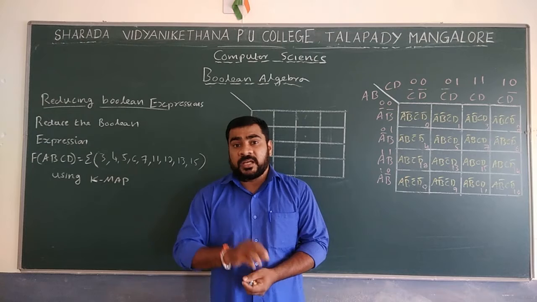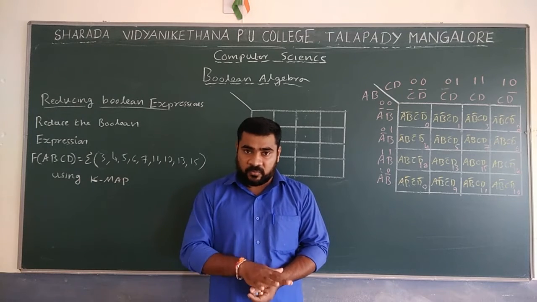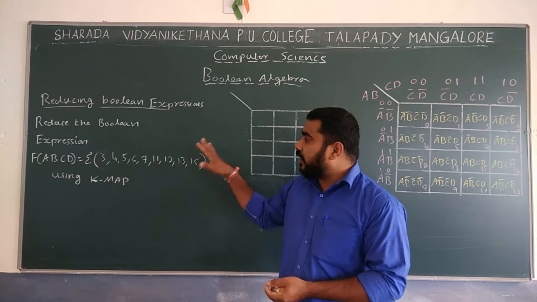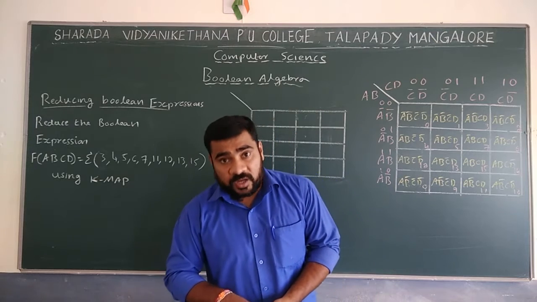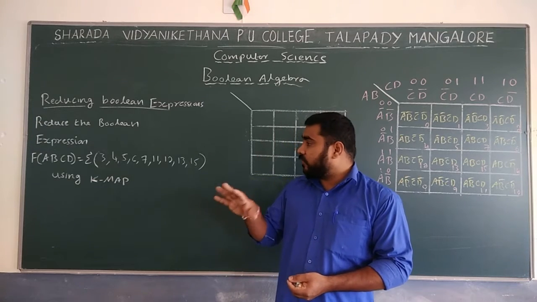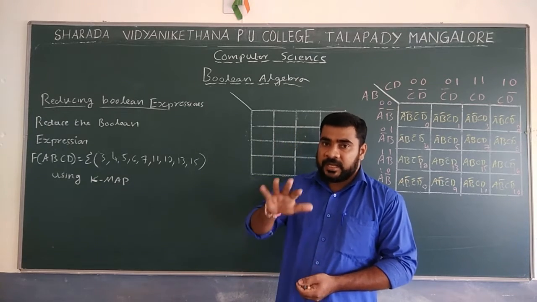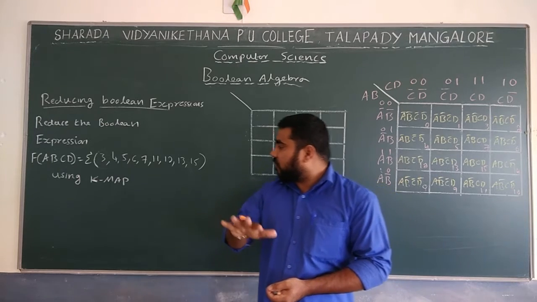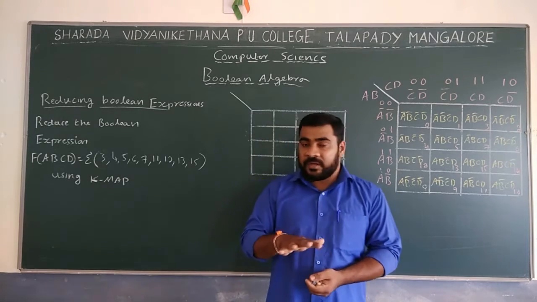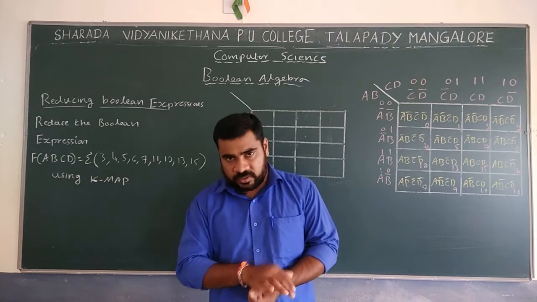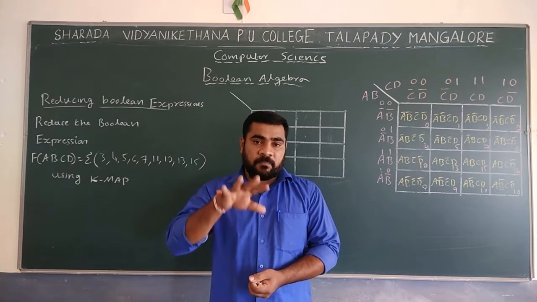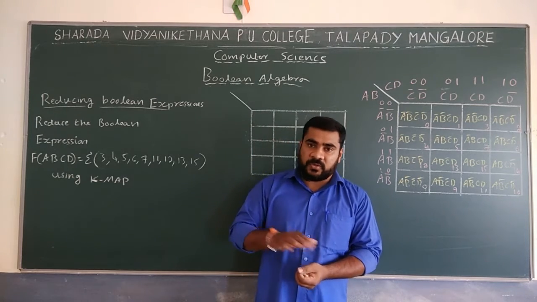So I'll explain mainly 3 examples. The first example: reduce the Boolean expression f of ABCD is equal to sum of 3, 4, 5, 6, 7, 11, 12, 13 and 15. So this is one question. By using the K-map, we have to reduce this Boolean expression.